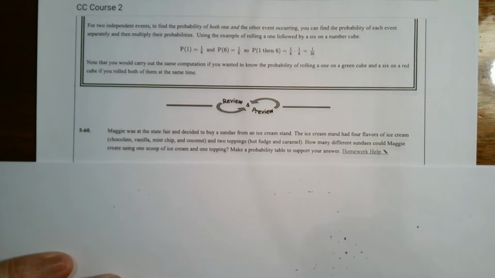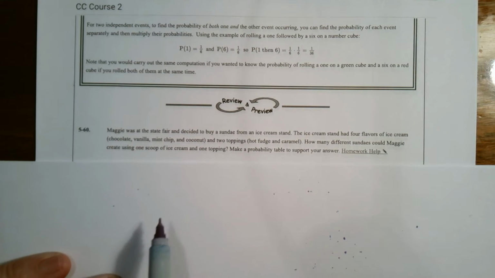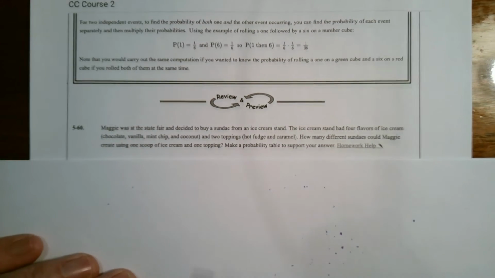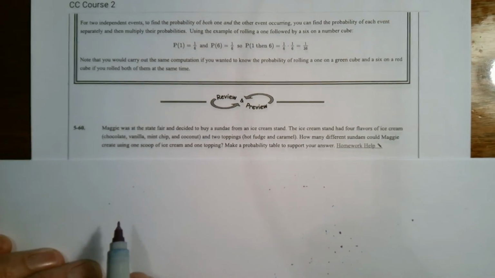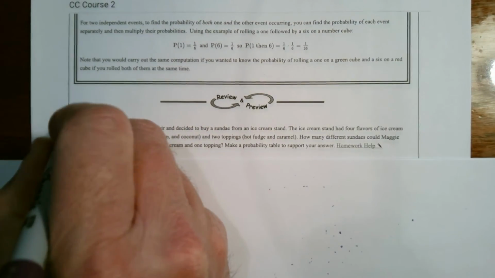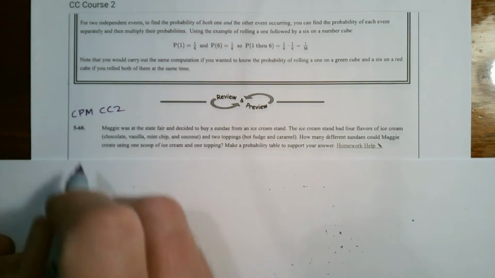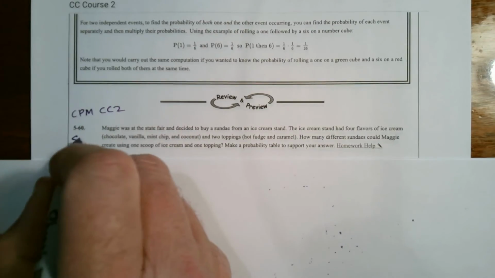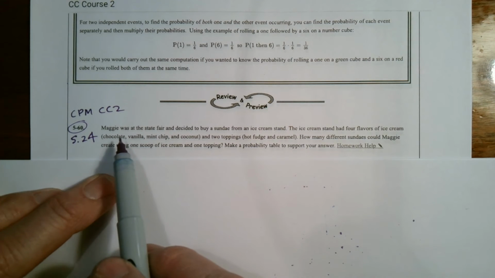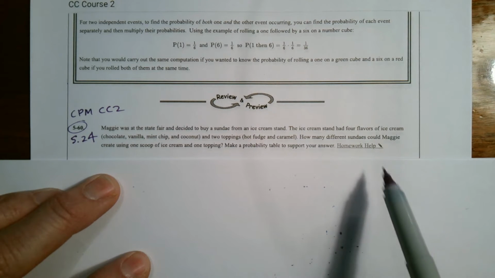We are looking at a probability question. Really, how can we use a probability table to find combinations of two events? So you've got two different events in this probability problem, and we're going to look at organizing our data. Just so you know, this is CPM Course 2, section 5.2.4, and number 60 is the problem that I'll be using to review this.